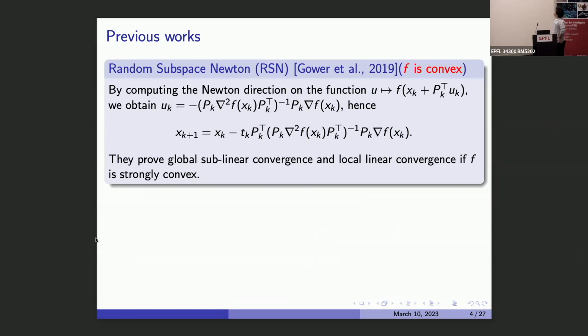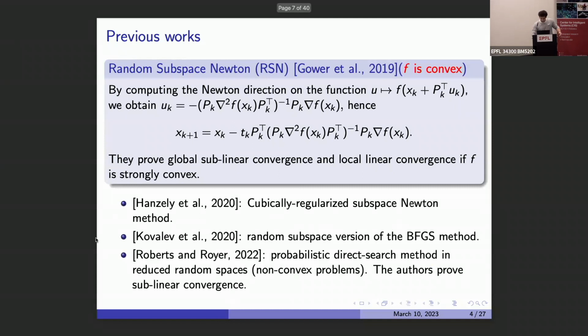In this paper, what they prove is sublinear convergence for global convergence and local linear convergence if f is strongly convex. There was also another paper considering even the non-convex case, but in all these papers, to the best of our knowledge, there is only local linear convergence and sublinear convergence, more or less the same as the paper above.